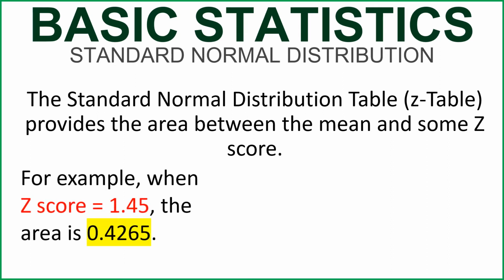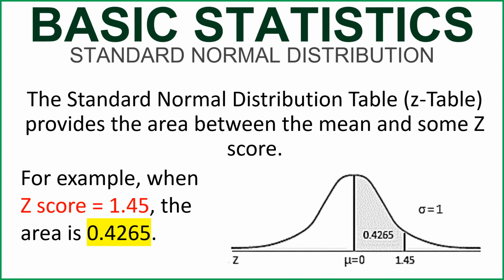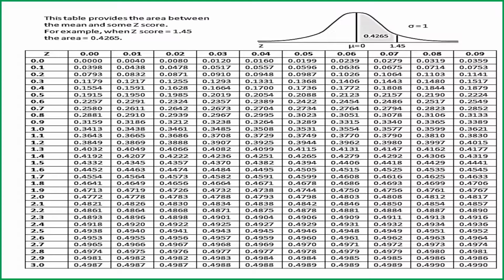So, example, the standard normal distribution table or z-table provides the area between the mean and some z-scores. So, for example, ito. When z-score is 1.45, the area is 0.4265. So, this is the mean. And this is 1.45. So, the area is 0.4265. So, paano natin nakuha yon? Using the z-table. So, proceed tayo. So, take a look at this example.